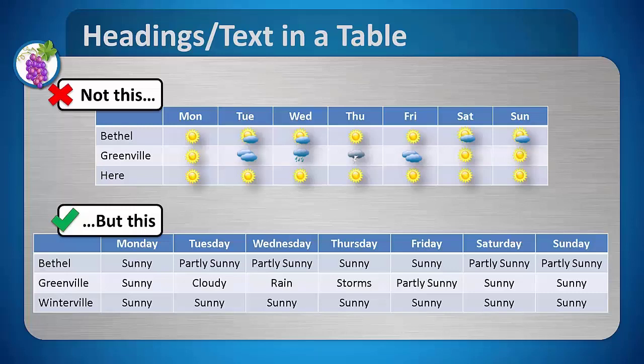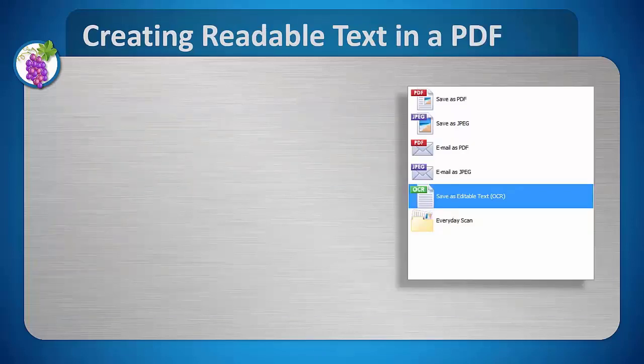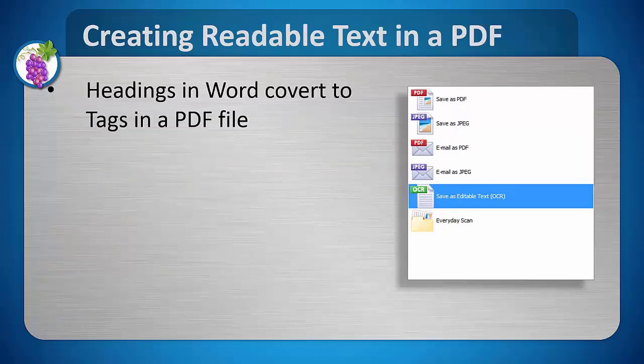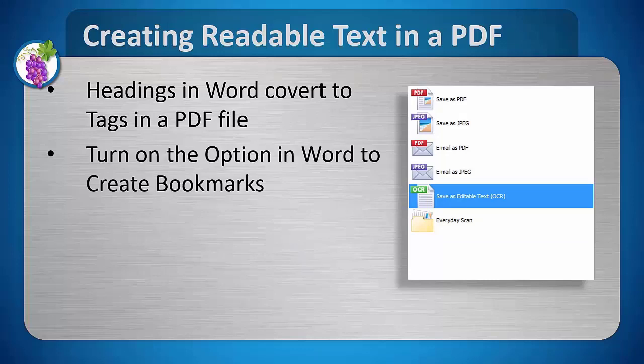When creating a PDF, especially from Microsoft Word, you want to make sure that you put your headings in and that those headings convert to tags in a PDF file. And that's pretty much done automatically. You also want to turn on the option to create bookmarks.